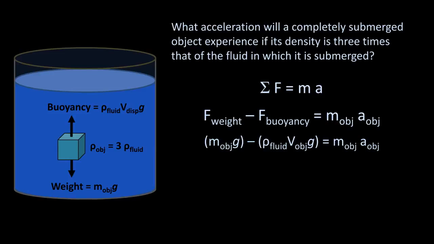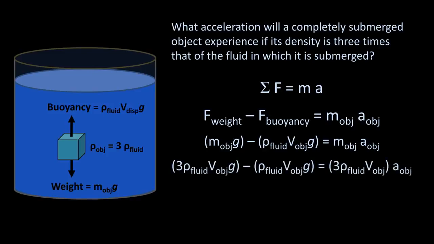And remember that the density of this object is 3 times the density of the fluid. So for the mass of the object, we can substitute 3 times density of fluid times volume of object, which results in this. The density of the fluid is present in every term, so it cancels out, and the volume of the object also cancels out. This leaves us with 3g minus g equals 3 times the acceleration of the object.